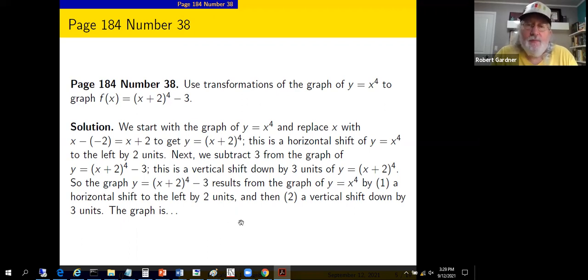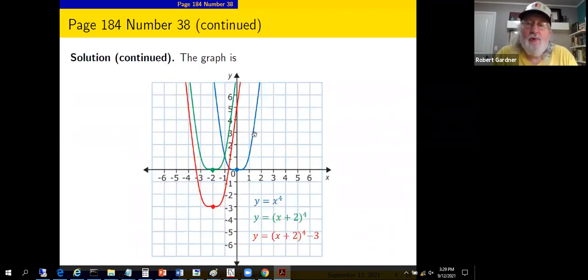So in blue, we have a graph of y equals x to the 4th. First, shift it to the left by 2 units. So we'll take this 0, 0 point, shift it over here to get the point -2, 0, 2 units to the left, and then take the resulting green graph, which is the formula for that function, and shift it down 3 units. So the vertex comes down to here.